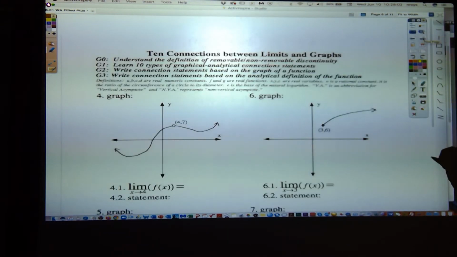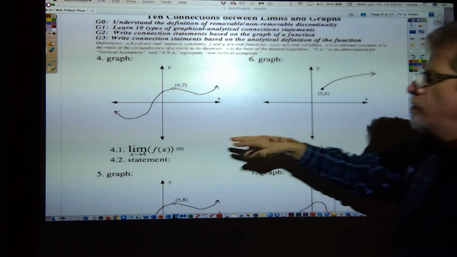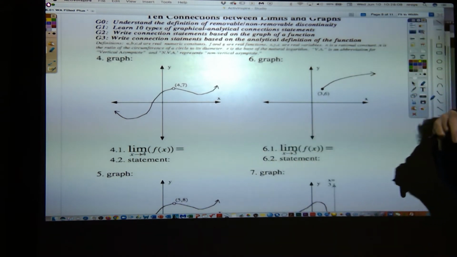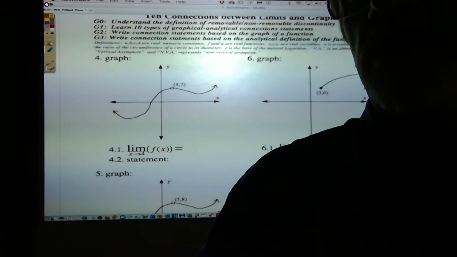Let's go on to the next one. Okay, here's a graph. It says, what's the limit as x approaches 4? This graph has a hole at 4, 7. Try it on your own. Write the statement. I'm pressing pause. You press pause when you're done. Press unpause.